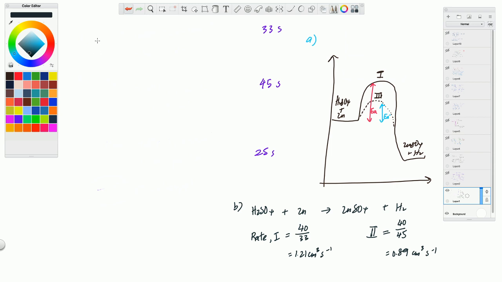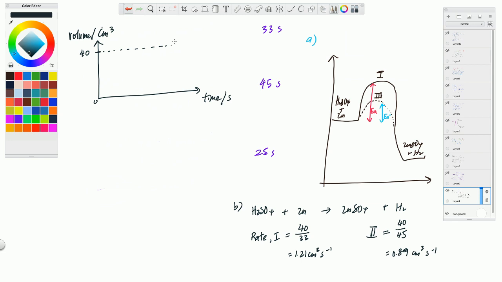So sketch a graph. Here you put volume. Still have to write the unit, centimeter cube. And here you put time, seconds. All three reach 40. How do you know? It's given in the question.